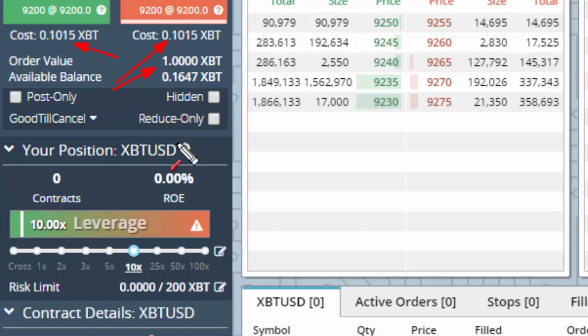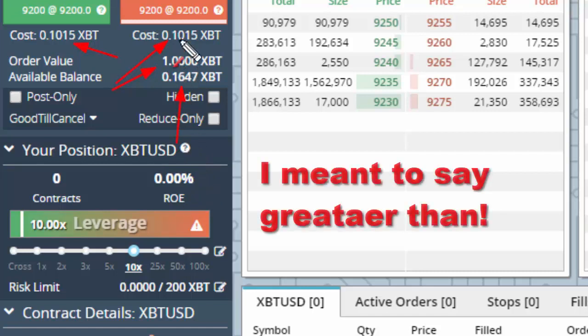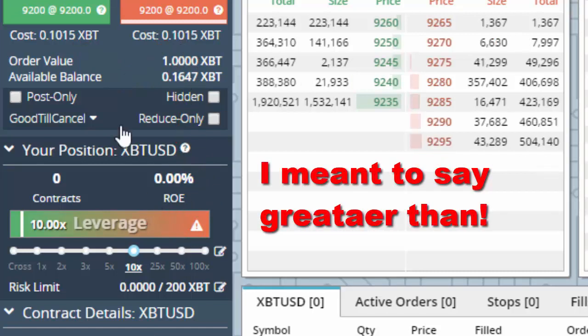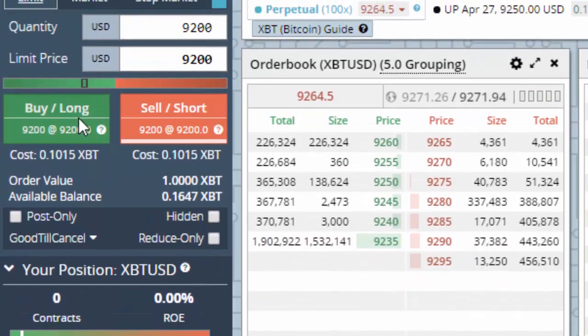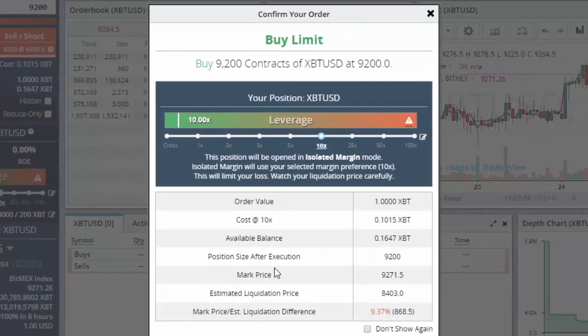So now we can see that the 0.1647 is less than the cost. So now we can actually place the trade. So I'm going to click on buy, and this brings up the order form here.